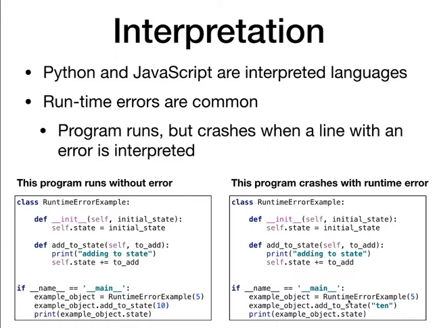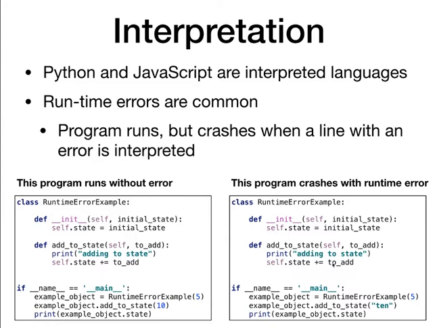Now, when this program is run, we're going to create our object just the same. We're going to call add to state. It's going to print adding to state. It gets to that line, it runs that line, and everything is fine.